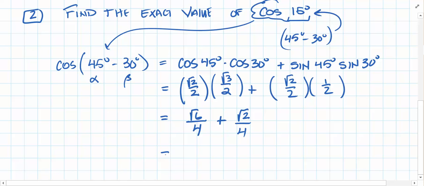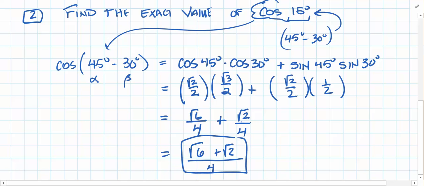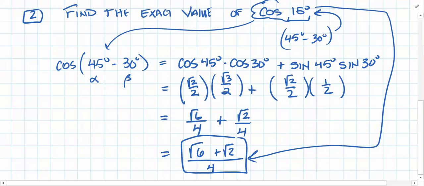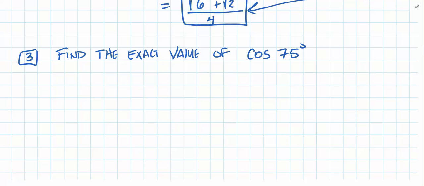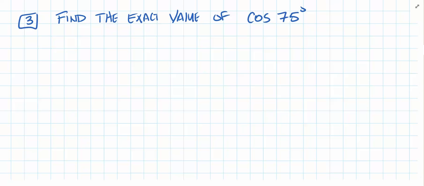So when this is all said and done, I get this. Root 6 plus root 2, all divided by the single denominator of 4. And you guys, that is my answer. That is so good. So therefore, the cosine of 15 degrees is root 6 plus root 2 over 4. Okay, here we go. Here's our next example. Let's find the exact value for the cosine of 75 degrees.